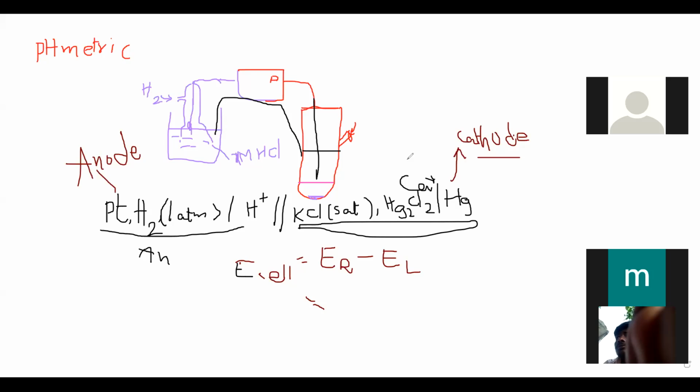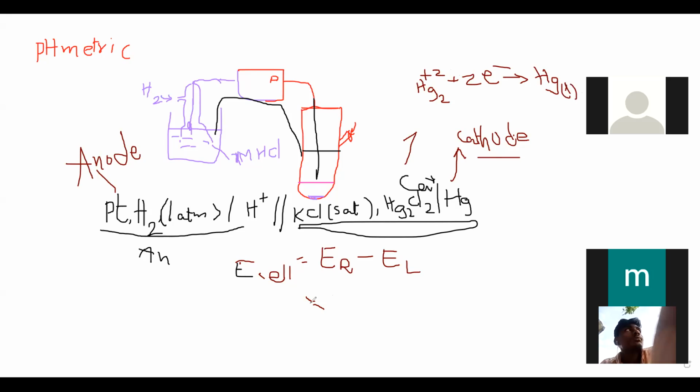Okay, and I think you know what the cell reactions are. Hg2 plus 2, that is mercurous ions, plus 2 electrons. We know about all this. There is no need to write the reactions, but for your sake I am writing them. Mercury is formed as a liquid here. Okay, E right.